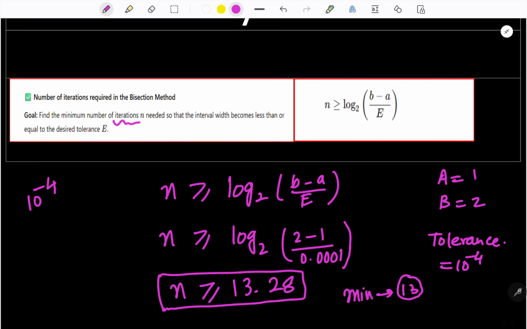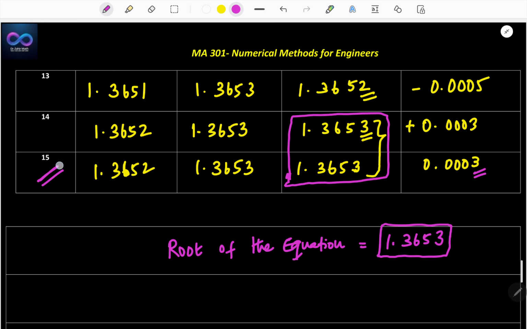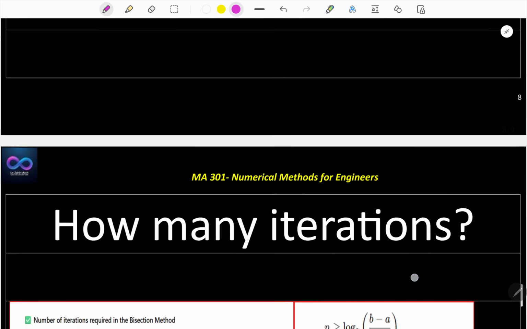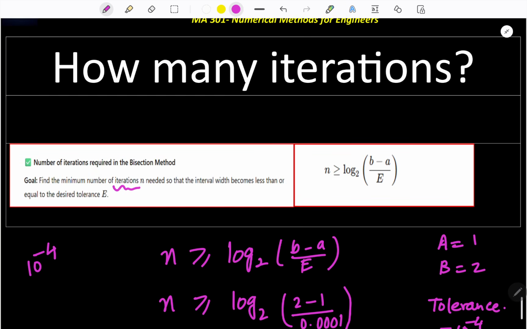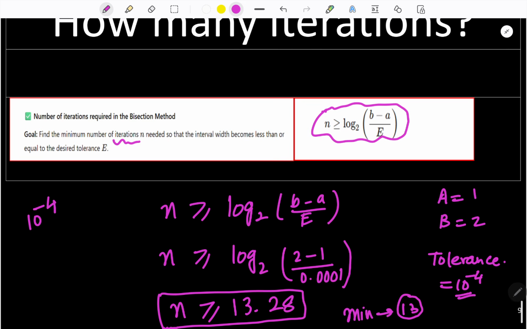Minimum 13 iterations. But how many iterations you got? 15 iterations you got. So this is the way you can check how many iterations will come. This is super formula. So this formula can be used for all the methods, teacher? No. This formula is only for bisection method, not for other methods. Suppose if they say accurate to 10 power minus 3, this will change. The tolerance limit will change. This is 10 power minus 3, which is 0.001.